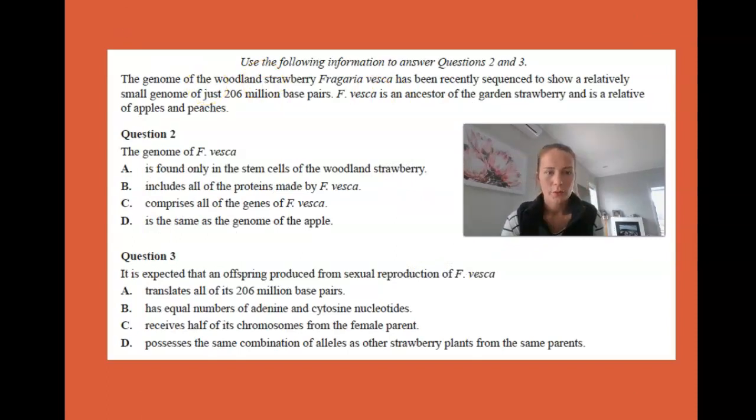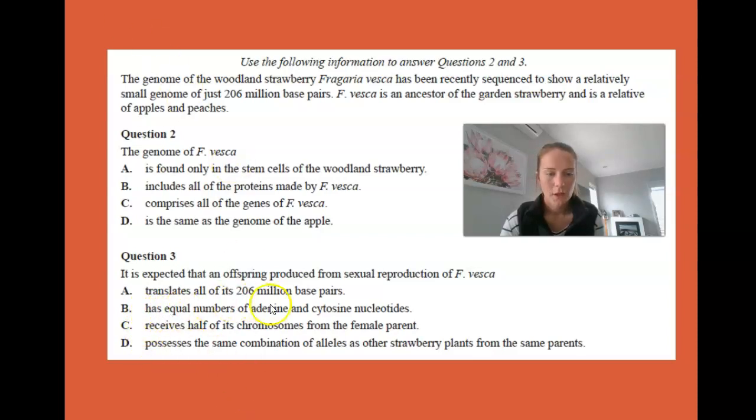Okay, so our strawberry genome is found in all cells of the strawberry that contain a nucleus, so that one's false. It includes all of the proteins, that would be if the word said proteome, comprises all the genes, definitely that is our definition for genome, so C for that one. It is expected that an offspring produced from sexual reproduction of F. vesca does not translate all of its 206 million base pairs because we know that not all DNA is coding region.